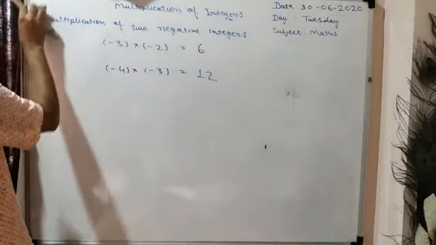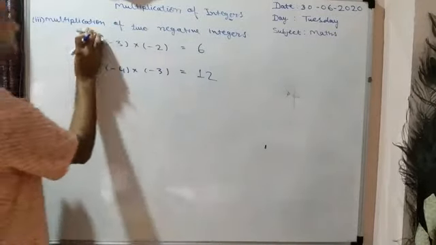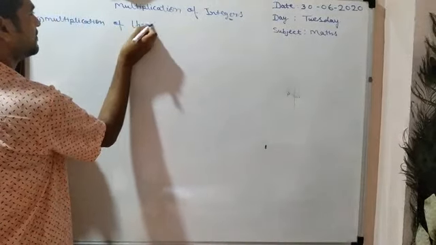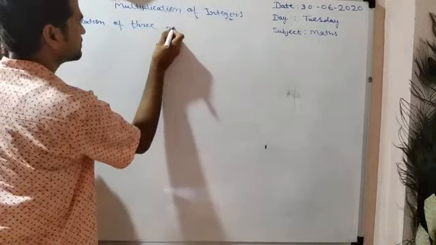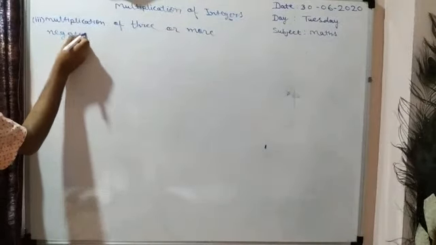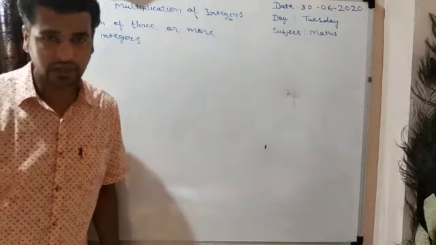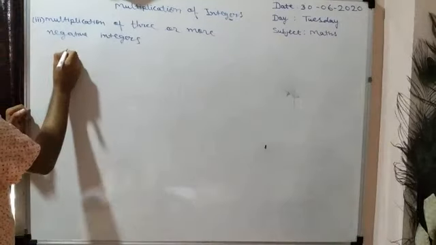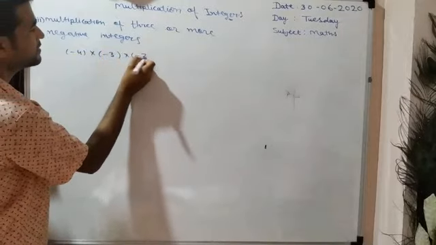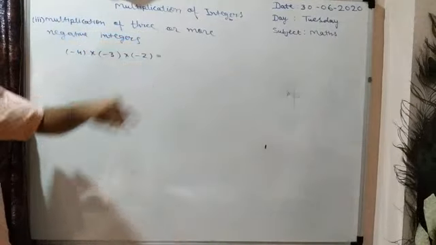Okay, now third, multiplication of three or more negative integers. Suppose we have minus 4, minus 3, into minus 2. We want to multiply these three negative integers. What is the topic? Multiplication of three or more negative integers.